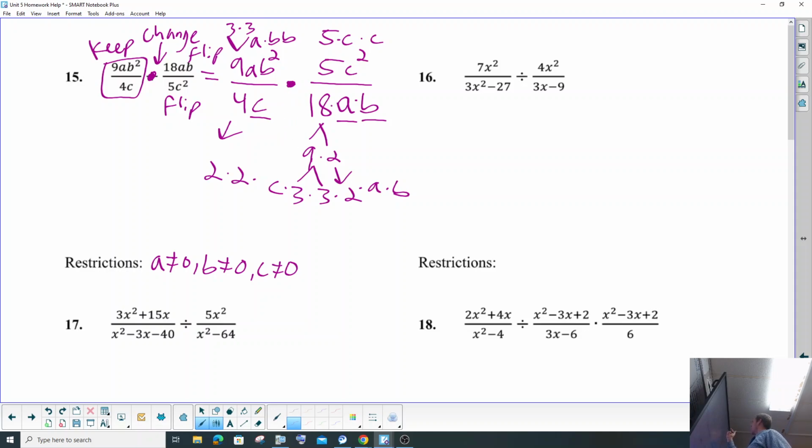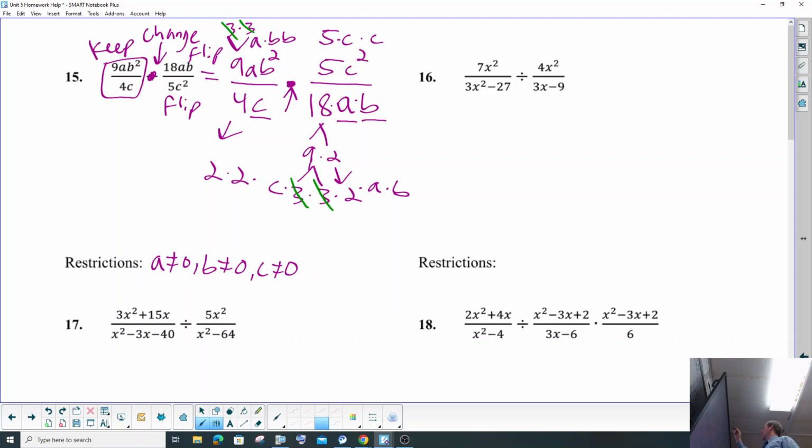And since they're all being multiplied together, we can cancel stuff out now, because we changed division to multiplication. Keep, change, flip. Okay, so what can we cancel? What do you think? Well, we have some 3's on the top and on the bottom that we can cancel. There and there.